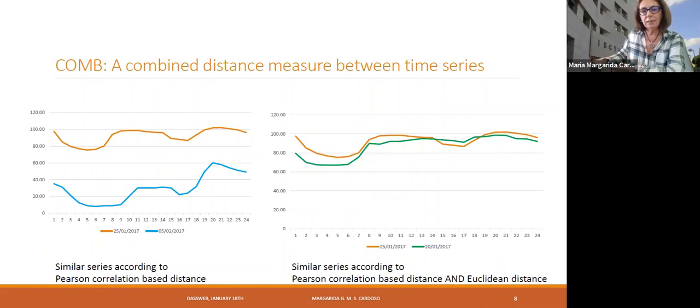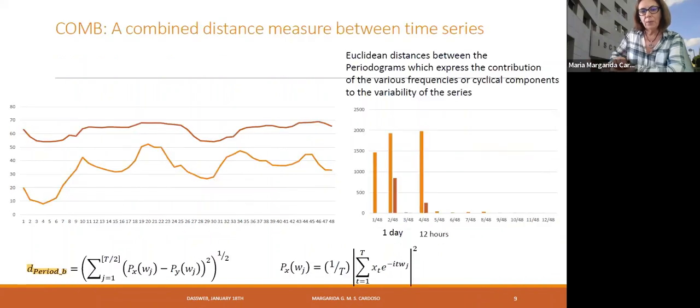Let me just give you an example of two series which are very far apart from the Euclidean distance point of view, but they are similar from the Pearson distance point of view. And these are similar from both points of view. For these two series, this one is very different from this one in what refers to cyclical patterns, which are illustrated with the help of the periodogram here. So in periods of 12, 24, and 36 hours, and so on, we register some peaks. And these cyclical patterns are captured with the help of the periodogram, and the Euclidean distance between periodograms will be a component of our combined distance.